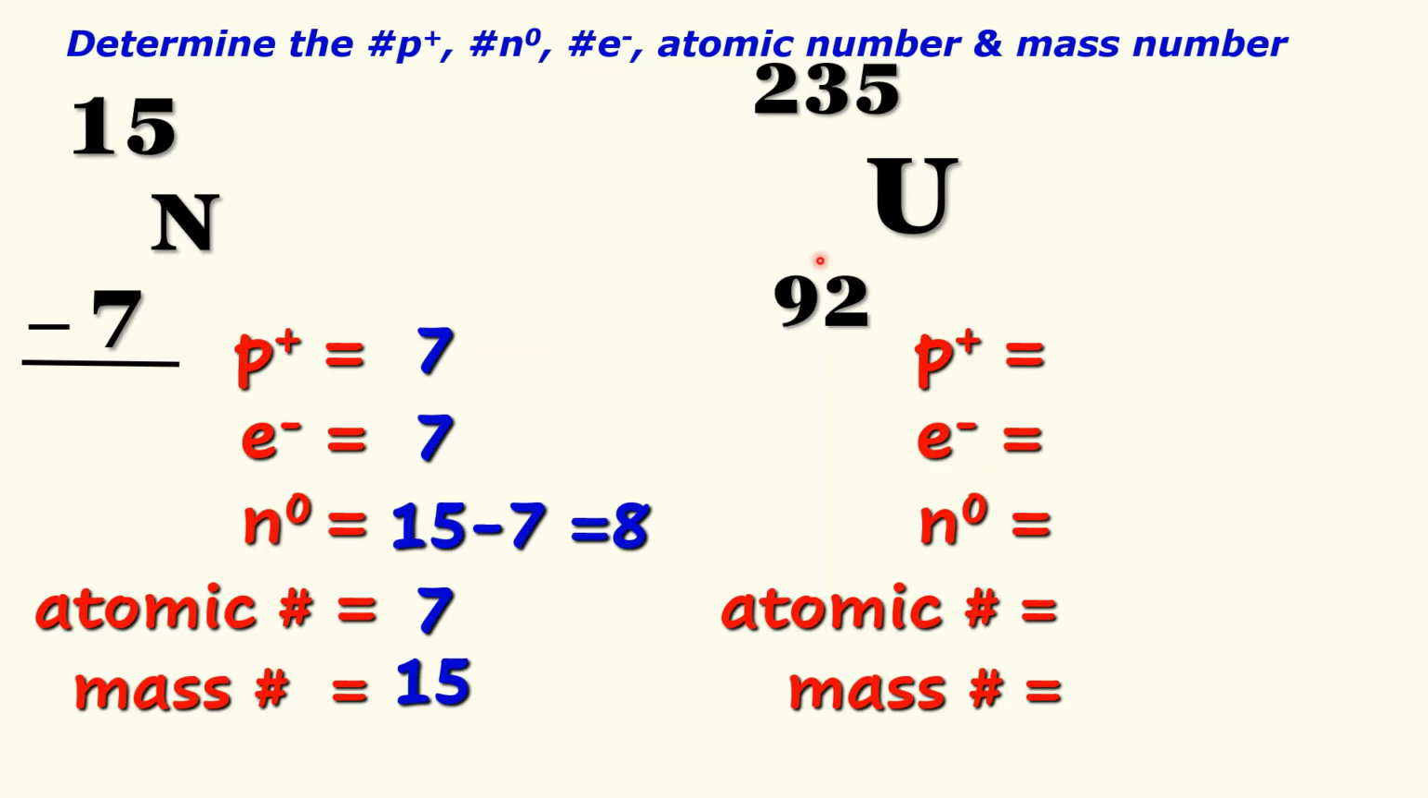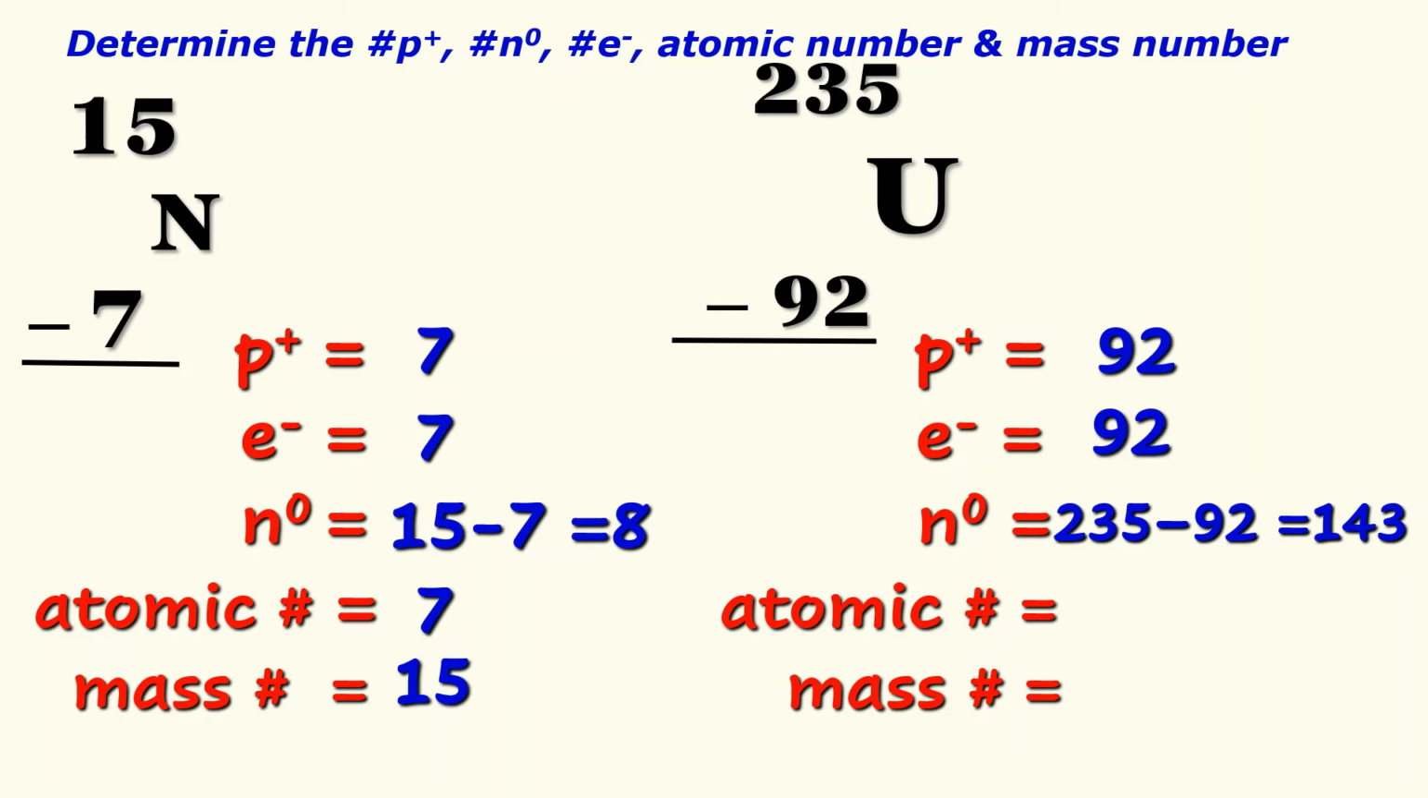Remember, the bottom number, the atomic number, is the number of protons. So there would be 92 protons. In a neutral atom, the protons and electrons are equal. To figure out the number of neutrons, we're going to subtract the atomic number from the mass number, or subtract the protons from the mass number. That comes out to be 143. The atomic number is always the number in the bottom left, which is 92, and the mass number is the number in the upper left, 235.